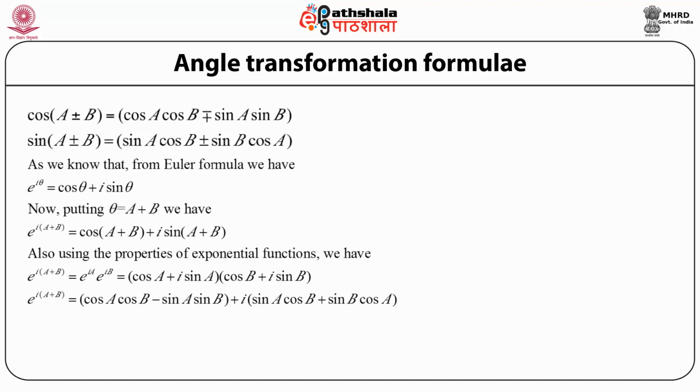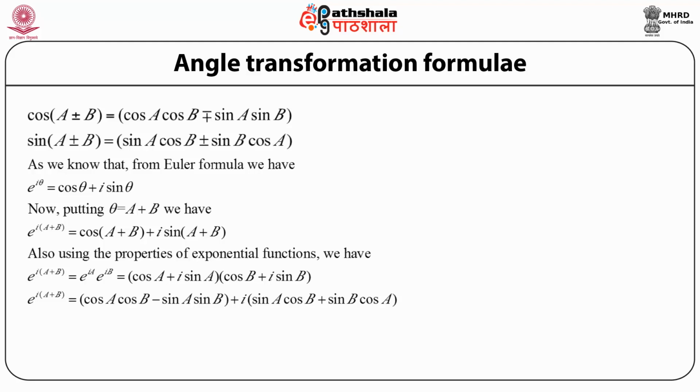We know e power i theta is cos theta plus i sin theta. Now instead of theta, let us put A plus B. So we will get e power i(A plus B) is cos of (A plus B) plus i sin of (A plus B). Let's use the property of exponential functions. We know e power of i(A plus B) can be written as e power of iA times e power of iB, and so therefore we can write cos A plus i sin A as one term, which is multiplied by another term, cos B plus i sin B.